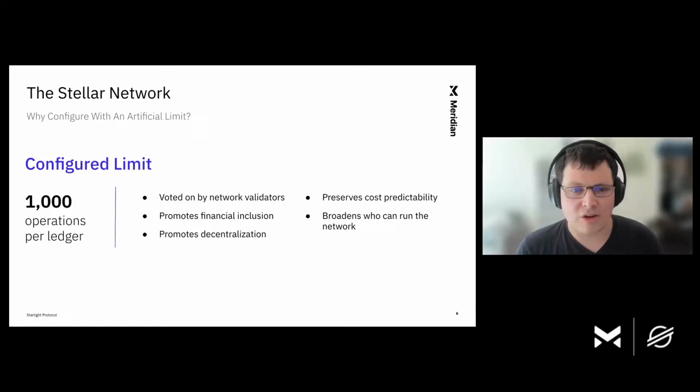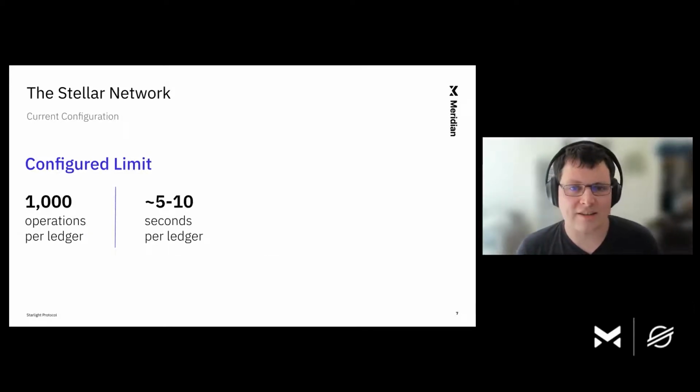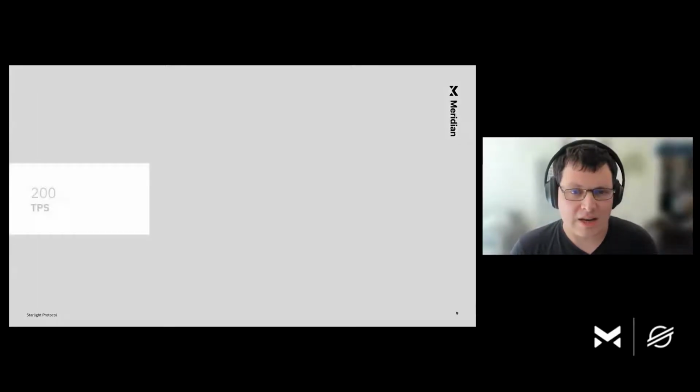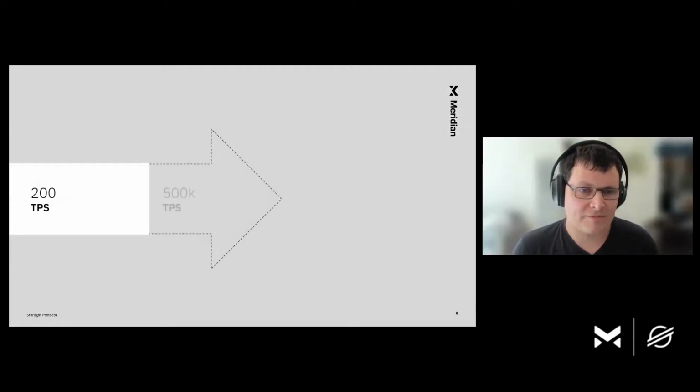So ledgers on Stellar occur every 5 to 10 seconds. And if we spread that 1,000 operations over 5 seconds, we get approximately 200 transactions per second. We've been exploring the use cases of Stellar users who have high throughput requirements. And by high throughput, I mean volumes that exceed these limits by many orders of magnitude.